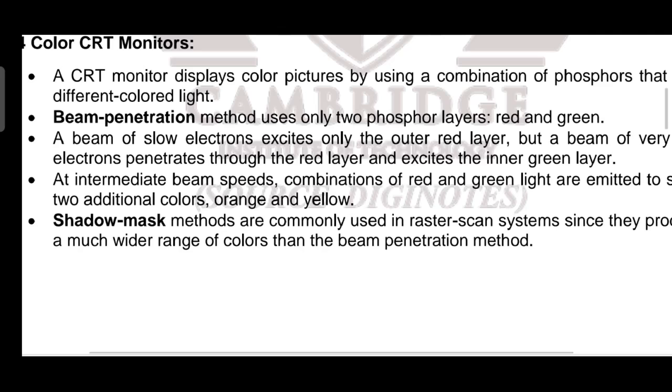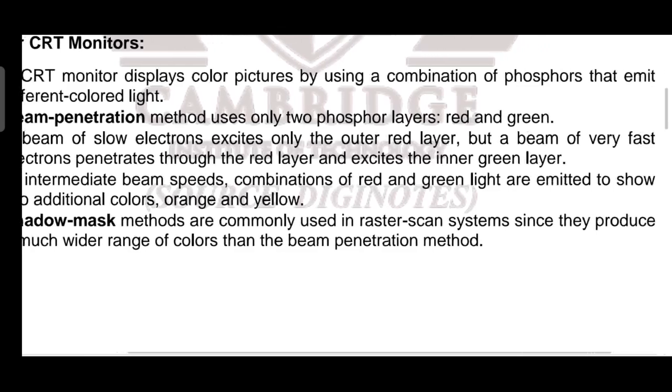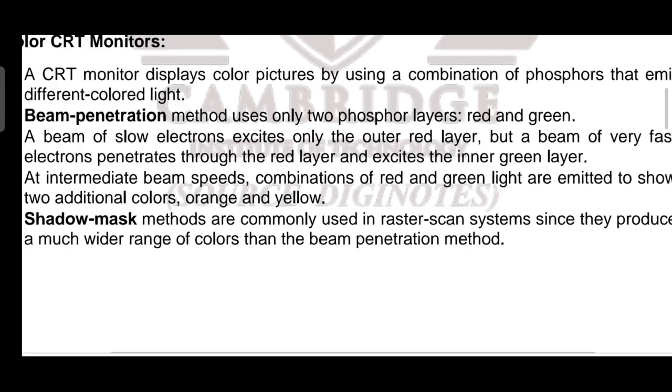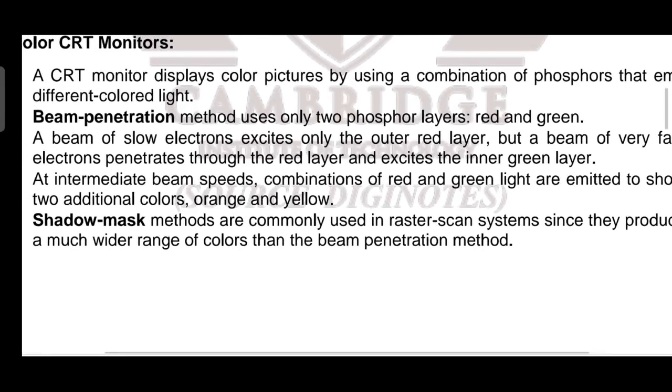So the beam penetration method uses only two phosphor layers, that is R and G, red and green, okay. In case of the beam penetration method, a beam of slow electrons excites only the outer red layer, but a beam of very fast electrons penetrates through the red layer and excites the inner green layer and hence produces the necessary information with a specific color, either red or green.